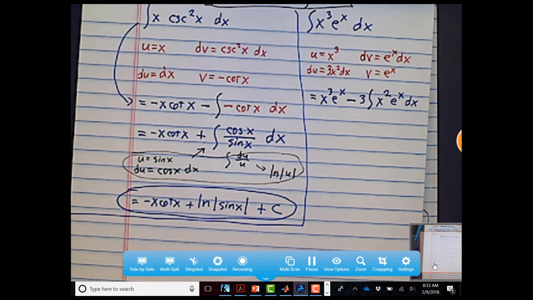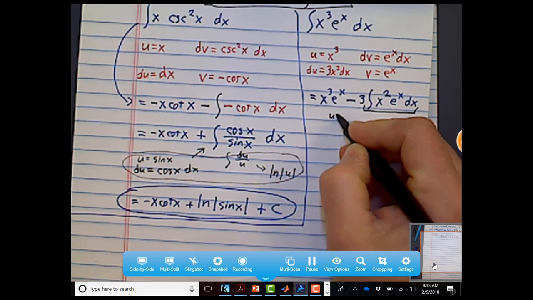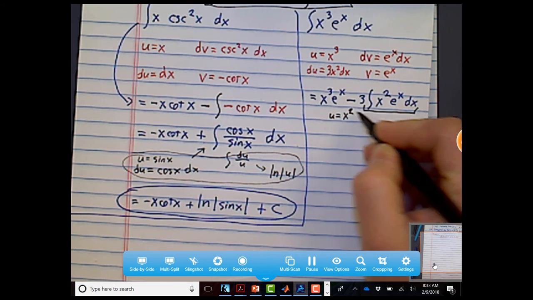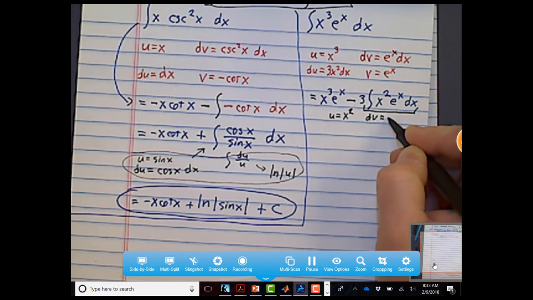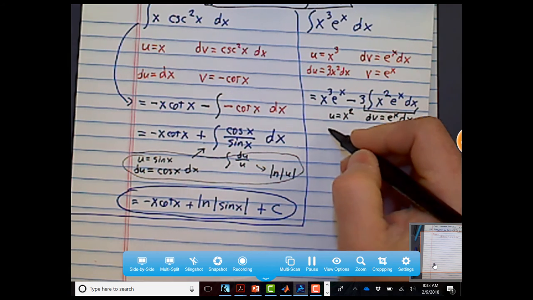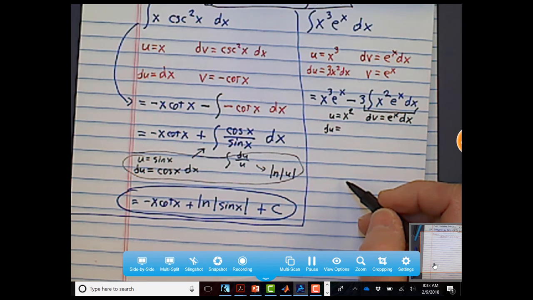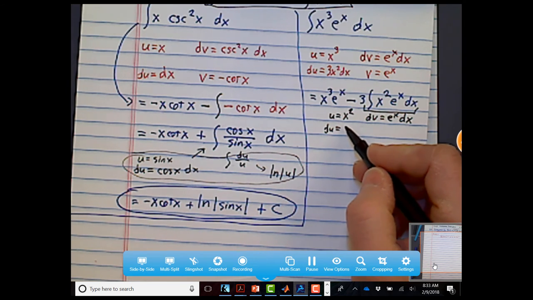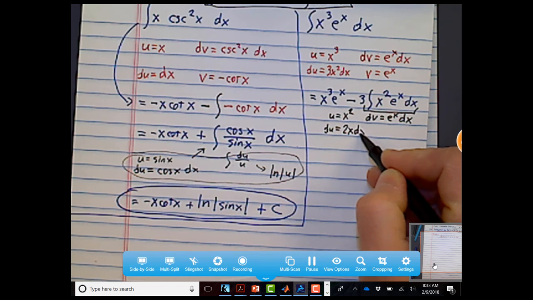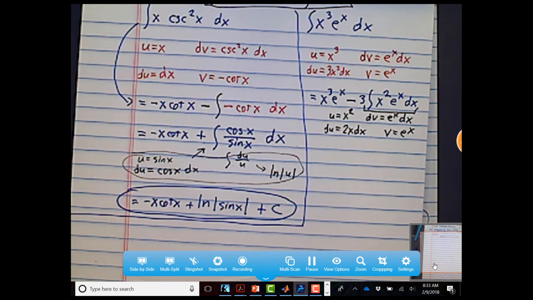Josh sees an end in sight, right? He wants to do parts here. He says, let's let u equal x squared this time, and let's let dv equal e to the x dx, just like we did before. du is equal to what? 2x dx. And then v is equal to e to the x. Yeah, this is beautiful, beautiful stuff, right?